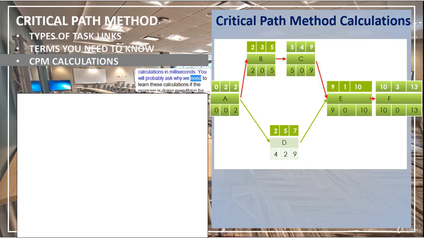You will probably ask why we need to learn these calculations if the program is doing everything for us. The reason is, if we know the underlying logic of the critical path calculations, we can better interpret the results calculated by Microsoft Project. These calculations will become important if we want to postpone or retract the schedule. Now, we have the necessary infrastructure for Microsoft Project. We can start to learn the program.